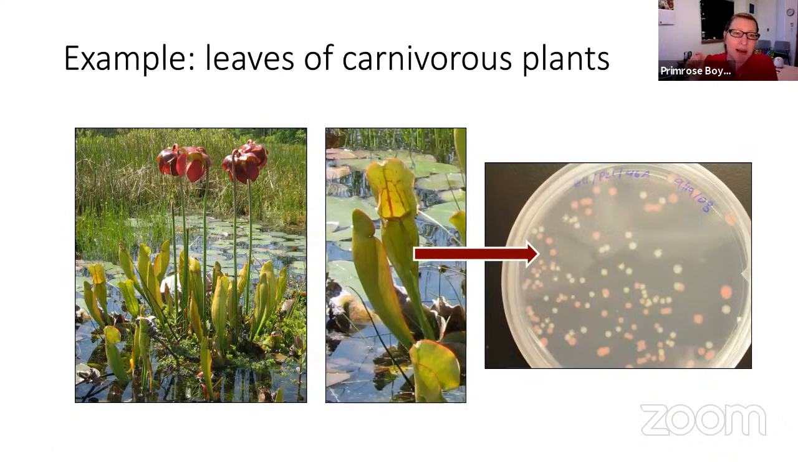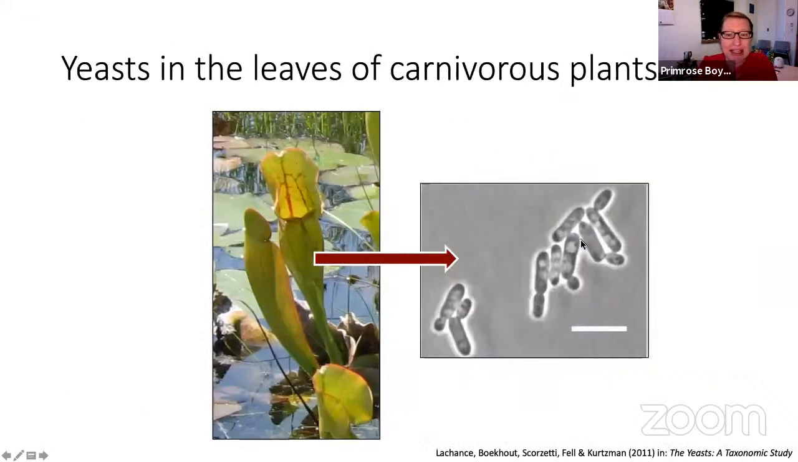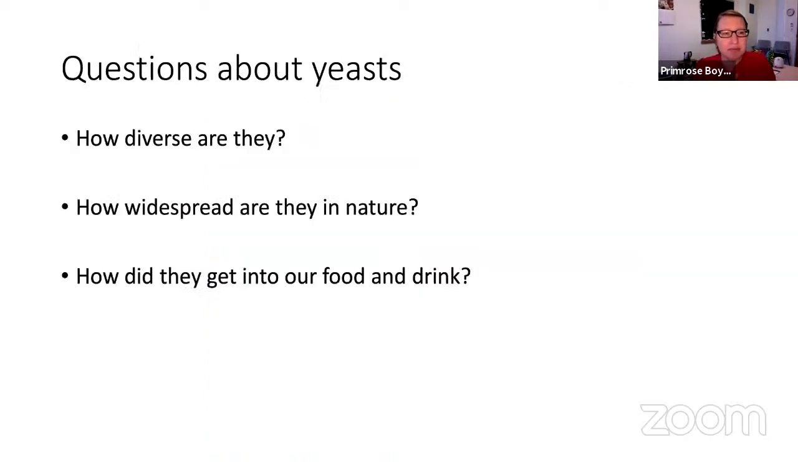And if you take some of that water out and you spread it on a petri dish, you'll see these little colonies. And these colonies are yeast colonies, and there's different kinds. And if you were to look at the cells in one of those colonies under a microscope, you might see something like this, where you see these single-celled fungi. These little cells, you can see some of them are reproducing by making little buds. They're very cute. And it turns out it's not just carnivorous plants, it's pretty much any plant that you can sample, and you can find yeasts on it.